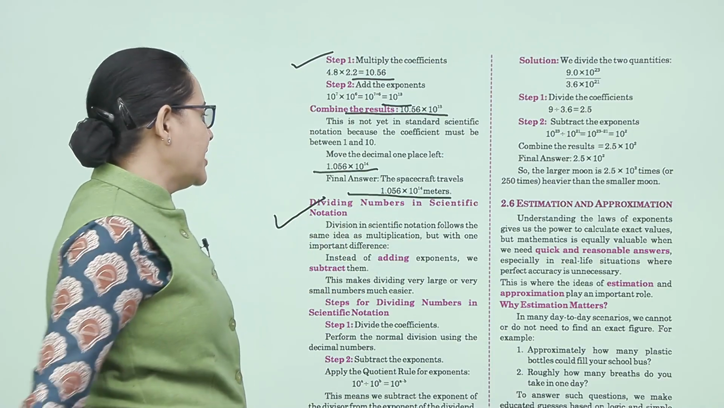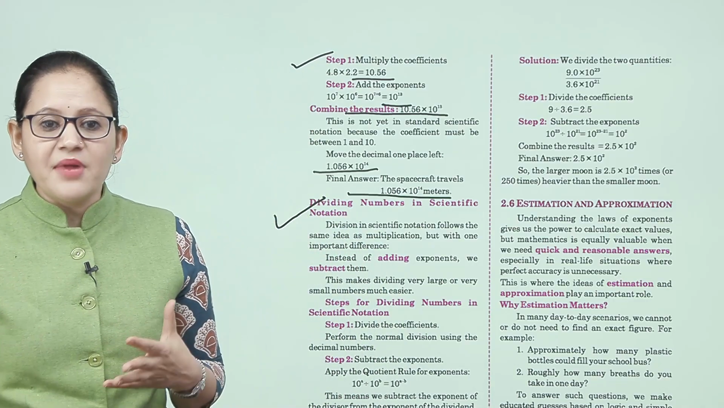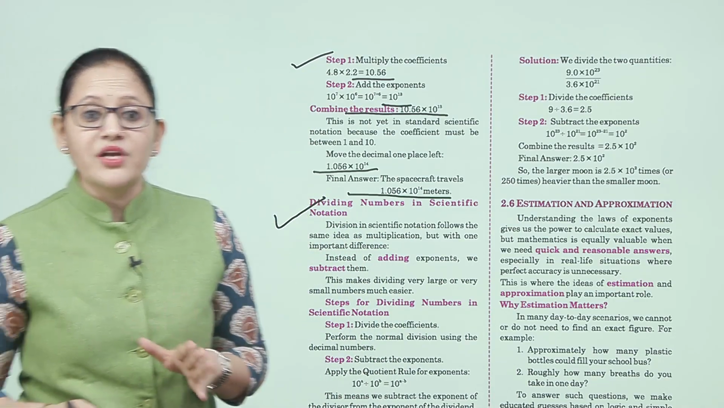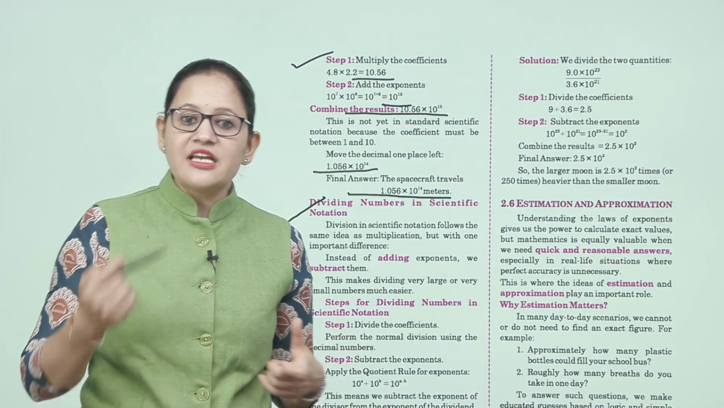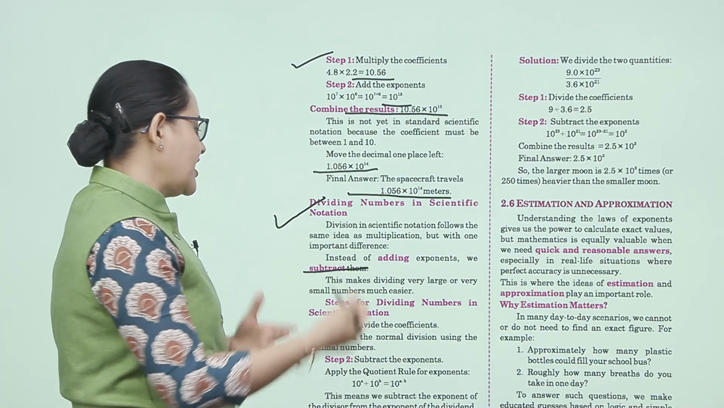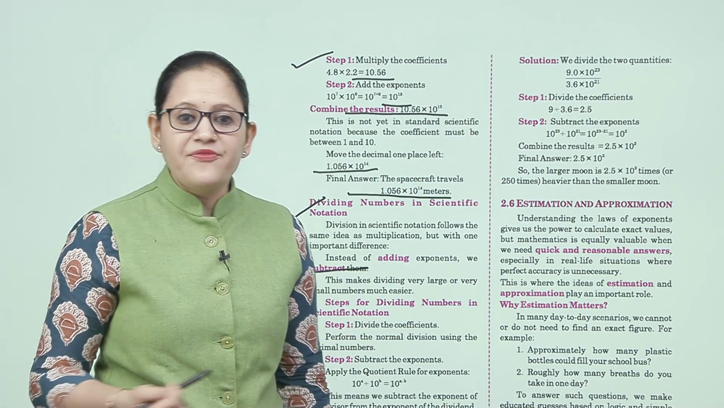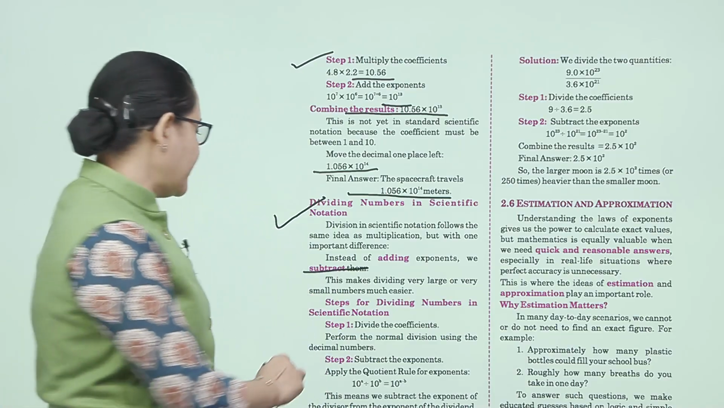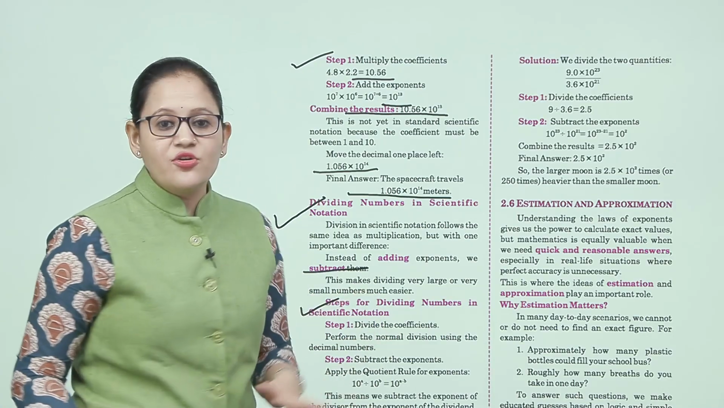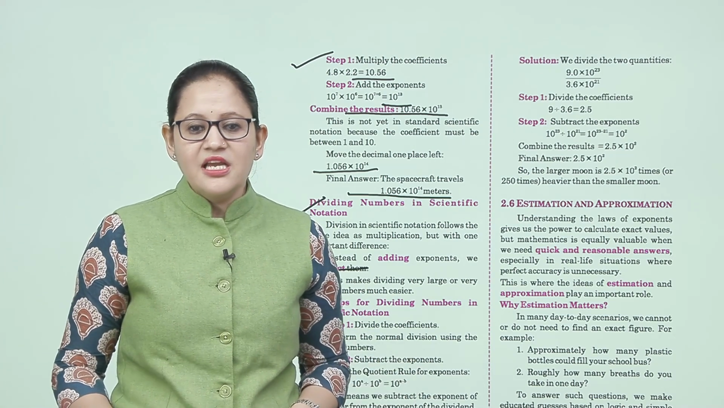Now, dividing numbers in scientific notation. Division of scientific notation follows the same idea as multiplication but with one important difference. Instead of adding exponents, we subtract them. This makes division of very large or very small numbers much easier. Step 4, dividing numbers in scientific notation. Step 1, divide the coefficients. First, we divide the coefficients, performing normal division using the decimal numbers.